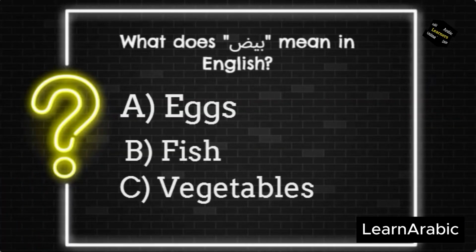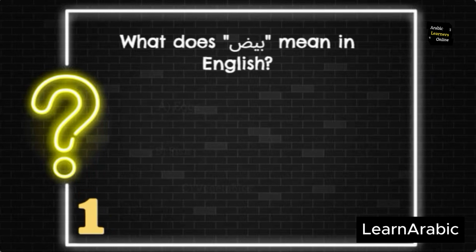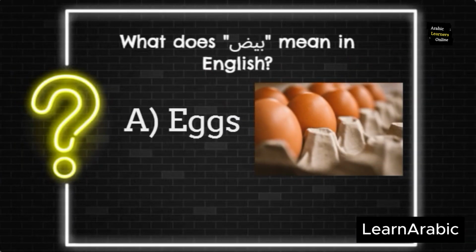What does بيض mean in English? Eggs, fish, vegetables. Correct answer is eggs.